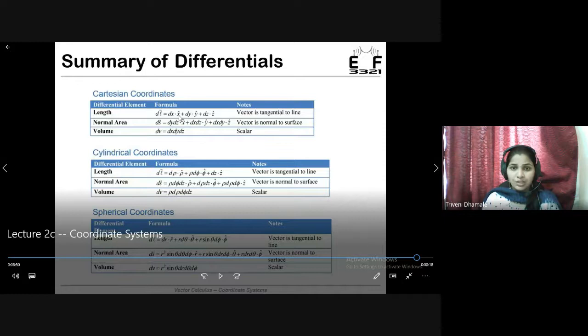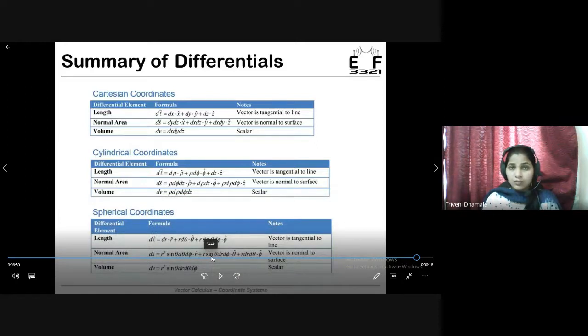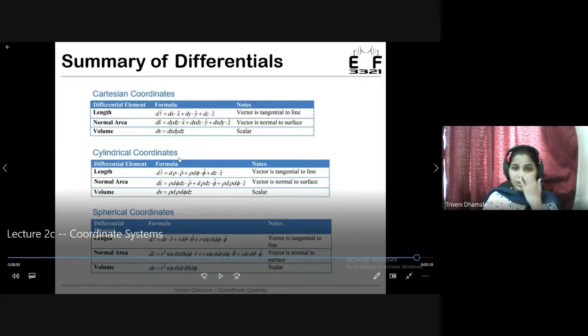What is the differential length in Cartesian coordinates, the differential length in cylindrical coordinates, and the differential length in spherical coordinates? As you know all the differential lengths for all coordinates, I think there is no difficulty in understanding what the normal area and the volume are. It is called the normal area because when we multiply the two sides, the third is the normal vector. So that's why it is the normal area.